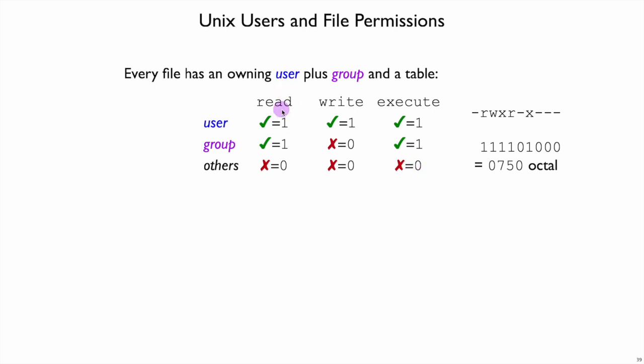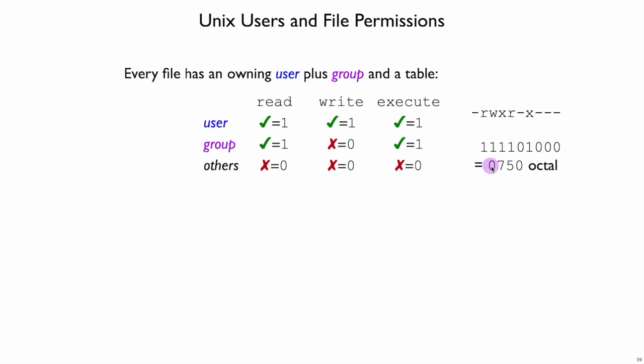And where there's a 1 in the read column, an r is written. Where there's a 1 in the write column, a w is written. And where there's a 0 in, say, the write column here, a dash is written instead of a w. Equivalently, we could write this in binary notation like this, with 1s where read, write, and execute are available. And then you may also see it written in numbers like this.